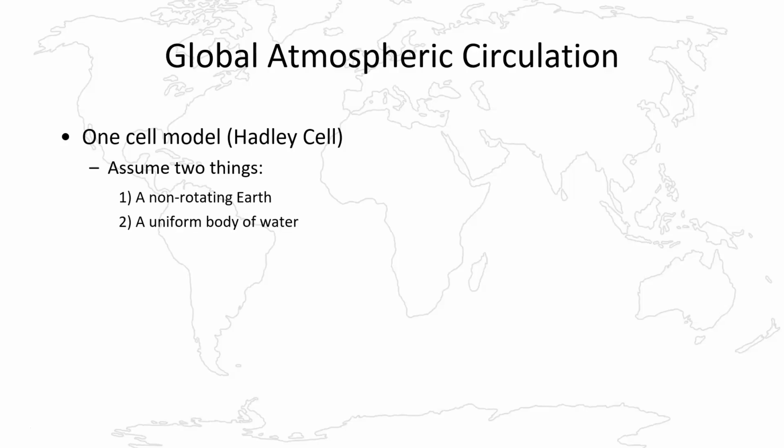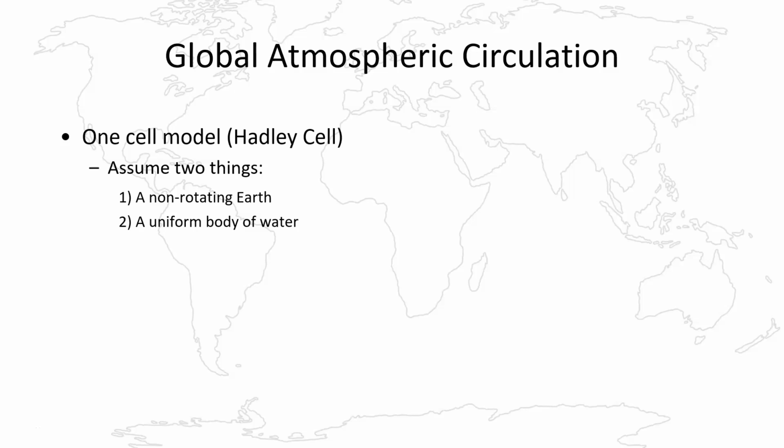The first assumption is that we're going to assume the Earth is not rotating. And the second assumption, we're going to assume that the Earth is covered with a large body of water. In the first assumption, by assuming the Earth is not rotating, we can eliminate the Coriolis force, which is good because the Coriolis force can be quite complicated, as you probably have found. The second assumption actually isn't that big of a deal because 70% of the Earth is in fact covered by water.